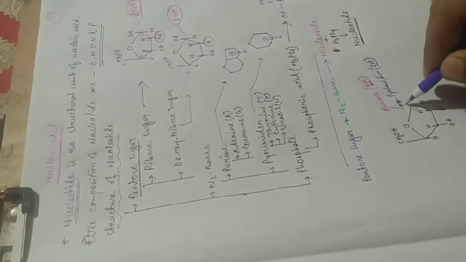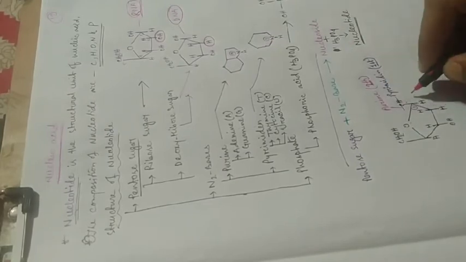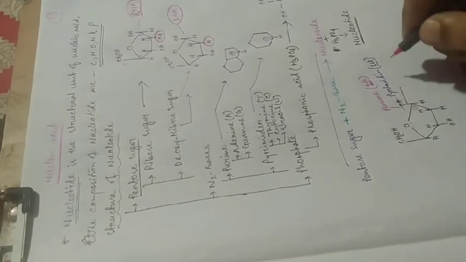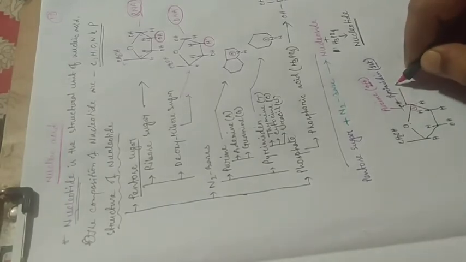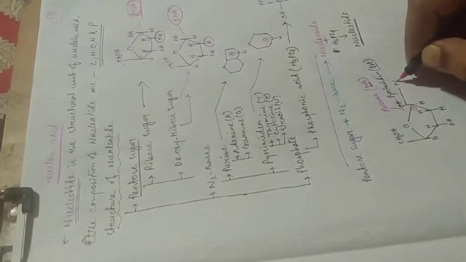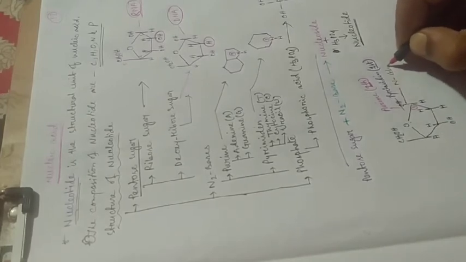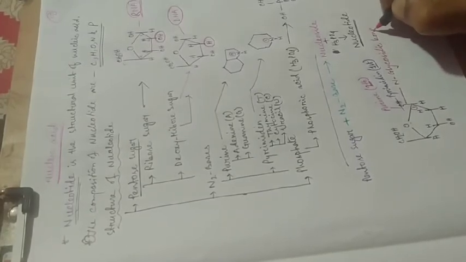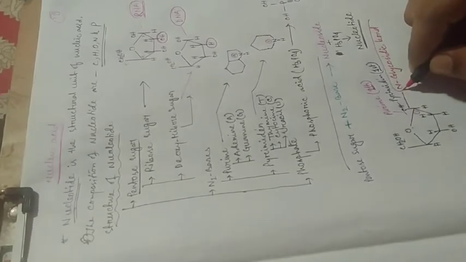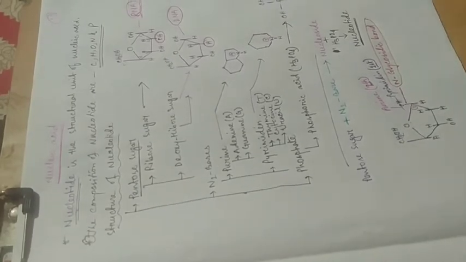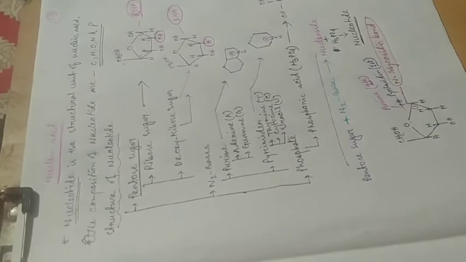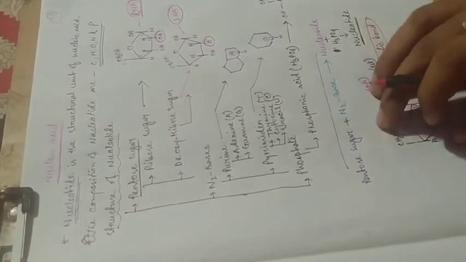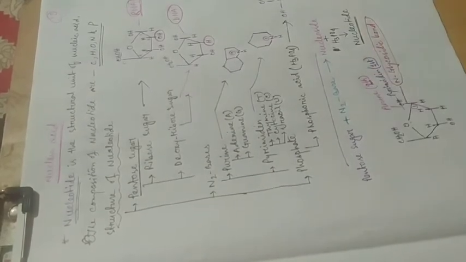Okay. And here a bond will form. This bond is called the glycosidic bond, the N-glycosidic bond. So the bond formed between the pentose sugar and the nitrogen bases is the N-glycosidic bond. Then it is called the nucleoside.